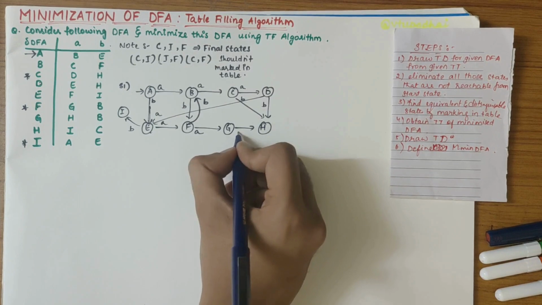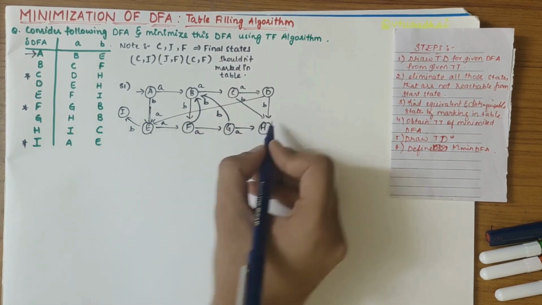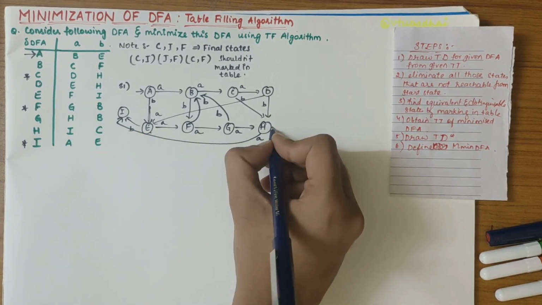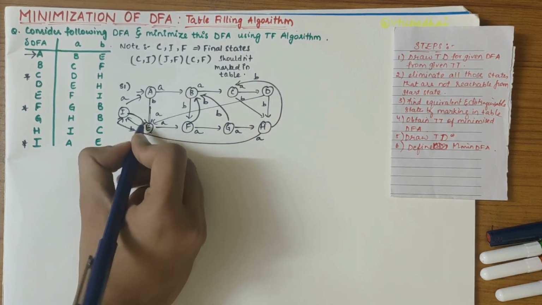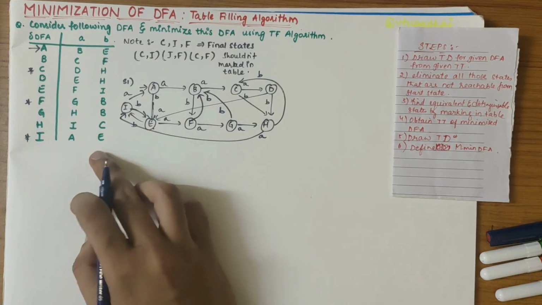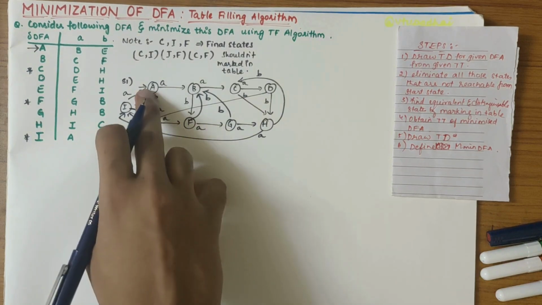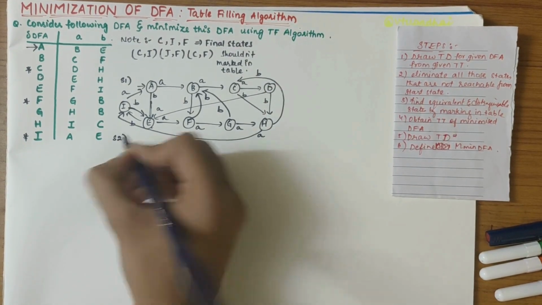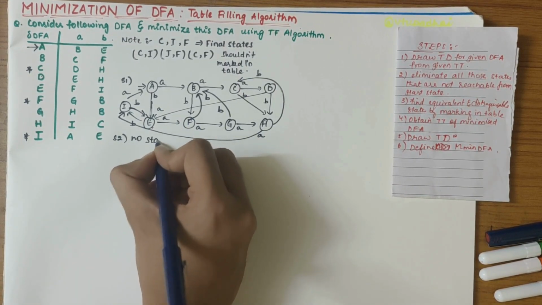And G on A gives H, and G on B gives B. Then we have H on A gives I, so I is here, and H on B gives C. Then we have I on A gives A, and I on B gives E. So we have drawn the transition diagram. So here if we see, all the states are being connected directly or indirectly from the start state, that is A. So A is directly or indirectly connected with all the states. Thus we can say in step 2 that all the states are reachable from the start state, so no states should be eliminated.